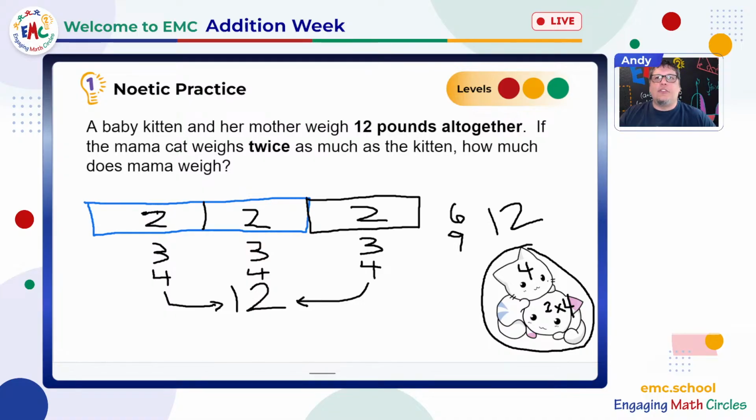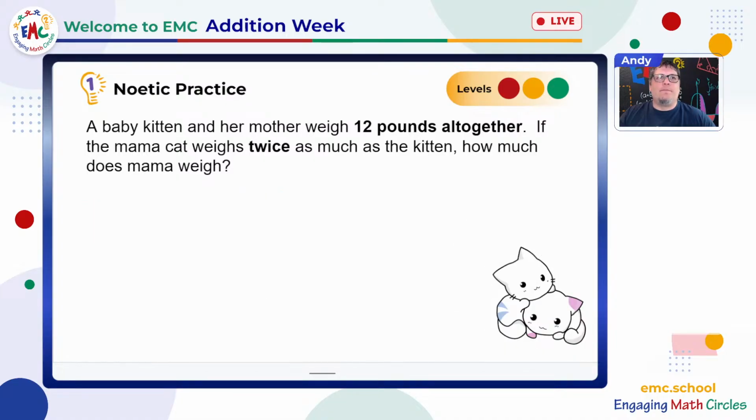So we get 2 times 4. That gives us 8 as our final answer for Mama Cat. That's right. Great job. Or 4 plus 4 if you haven't seen times before.